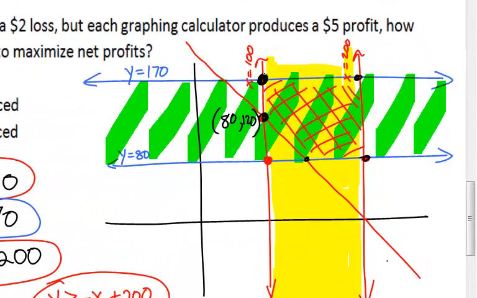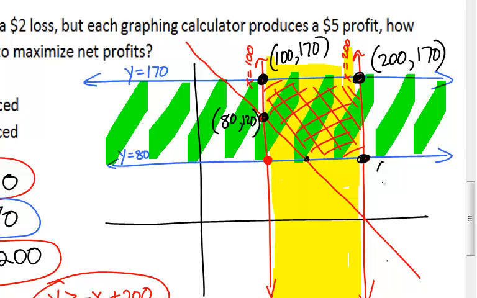Now what is this ordered pair? That one you can figure. The x is 100, the y is 170. What is this ordered pair? That one you can figure. X is 200, y is 170. This one, x is 200, y is 80. And now we need to figure this one.